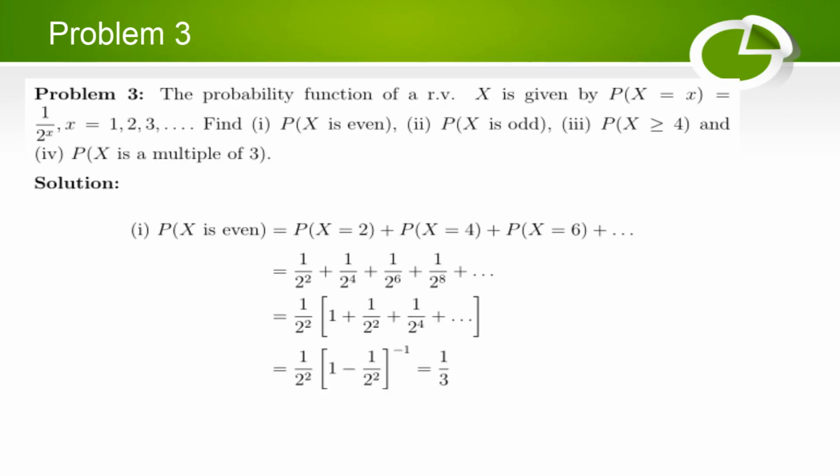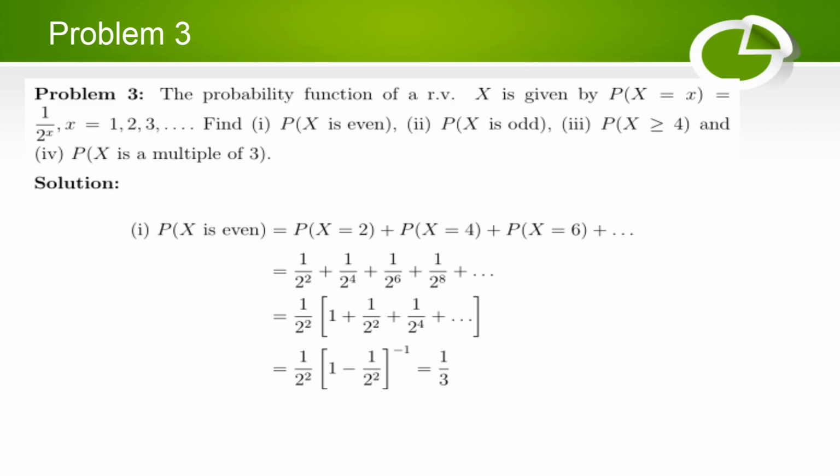Problem 3. The probability function of a random variable x is given by p of x equals (1/2)^x, x equals 1, 2, 3, etc. Find p of x is even, p of x is odd, p of x greater than or equal to 4, and p of x is a multiple of 3.